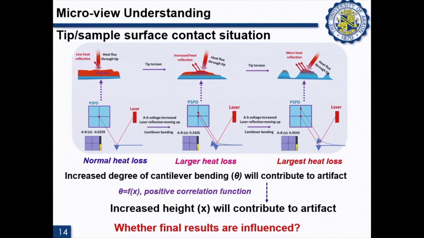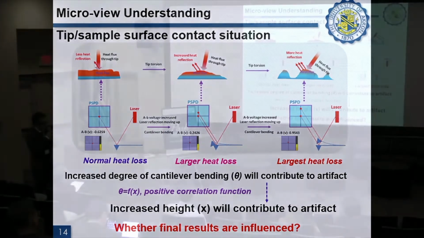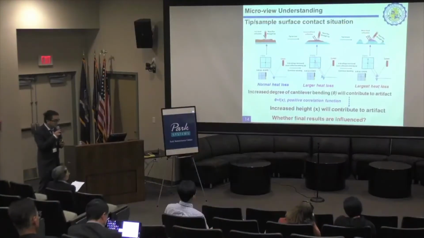So at the beginning, it has the normal heat loss, and with the tip meeting the obstacles, it will generate a large heat loss, the largest heat loss. So the conclusion is the increased degree of the cantilever bending theta will contribute to the artifact. And this theta is a function of the increase of the height. So the conclusion should be the increased height will contribute to the artifacts. That is why when we have some particles, it's easier to get the artifacts.